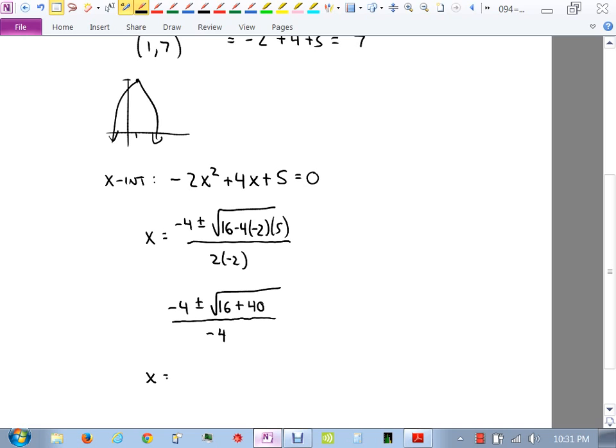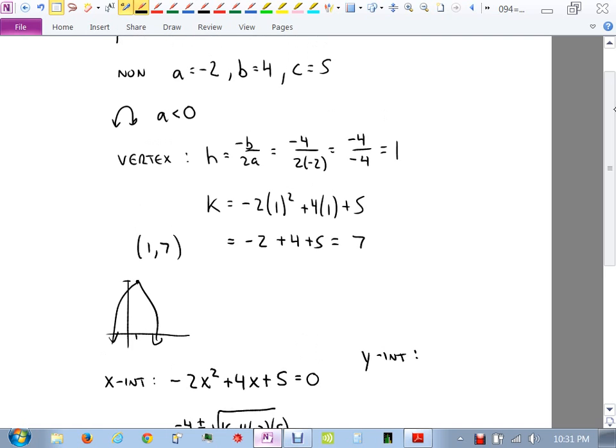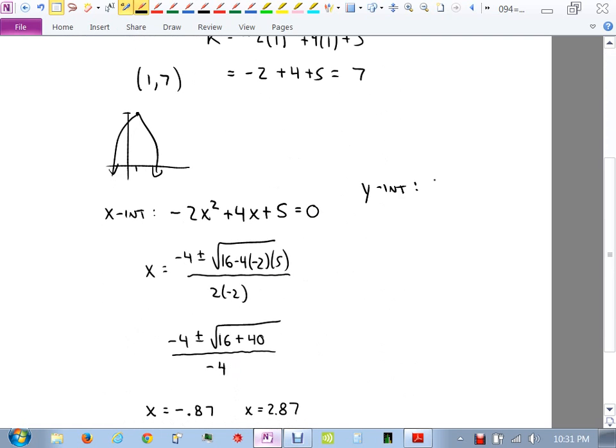Okay, you should get two answers here. X is negative 0.87, I'll just round to two decimals. And the other one is x equals 2.87. If you want to say negative 0.9 and 2.9, that's fine. Now, the y-intercept will always be c, the value of c, if we're in non-standard form, so it's 5. And that should be enough to graph.